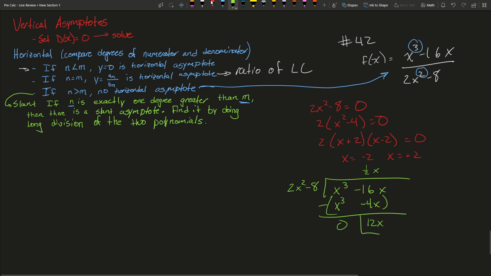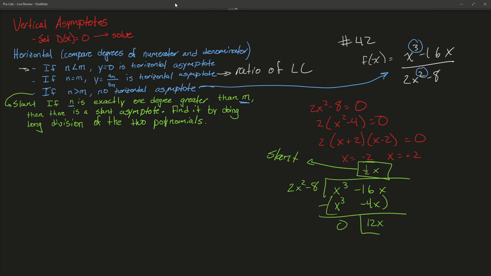But our remainder doesn't matter. 1/2 x then is our slant. So everything but the remainder is the slant. So then we get to graph our asymptotes. So we get to graph x equals -2, x equals +2, and then y is equal to 1/2 x.